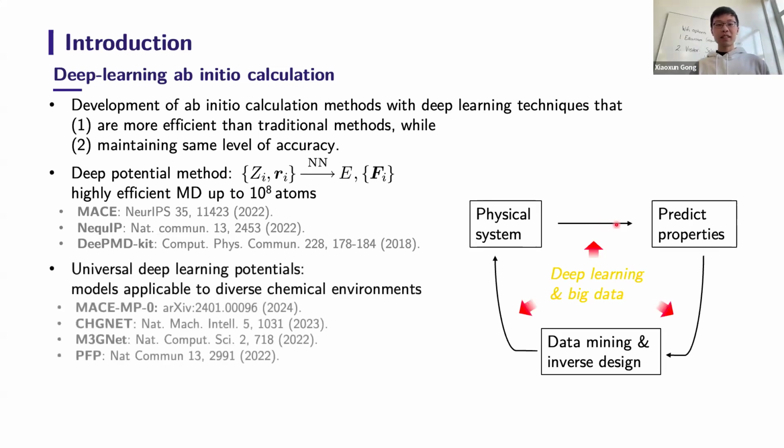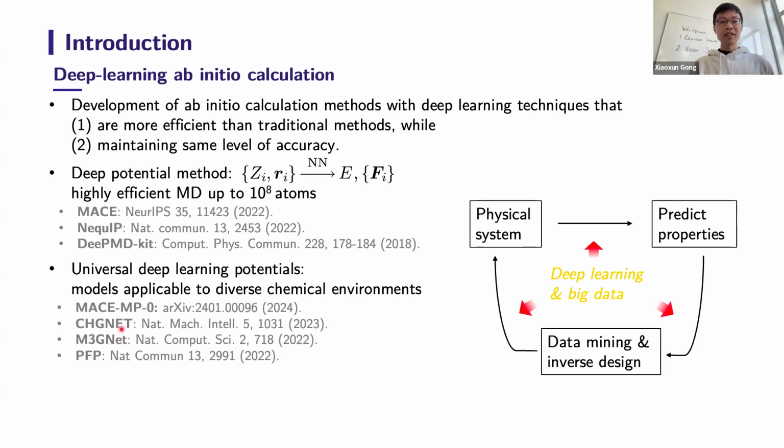Perhaps I don't need to explain to everyone here why deep learning works so well with big data, and why deep learning naturally wants to combine with big data. Building on the deep learning potential methods, people are trying to build foundation models, like universal deep learning potentials that are trained on a diverse data set of different kinds of materials, and can then be used to predict the total energy and forces of systems in diverse chemical environments.